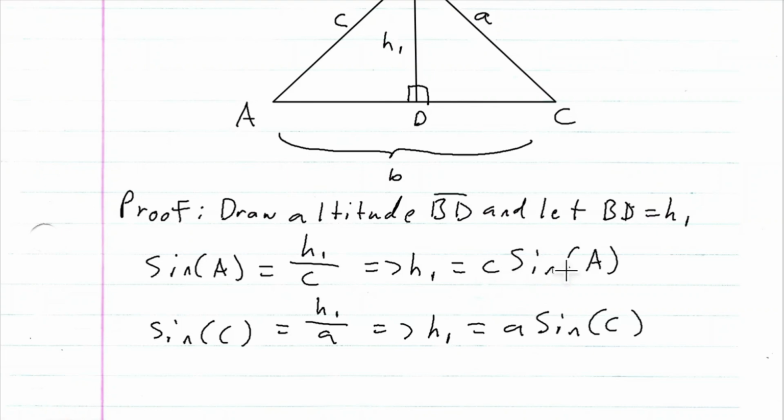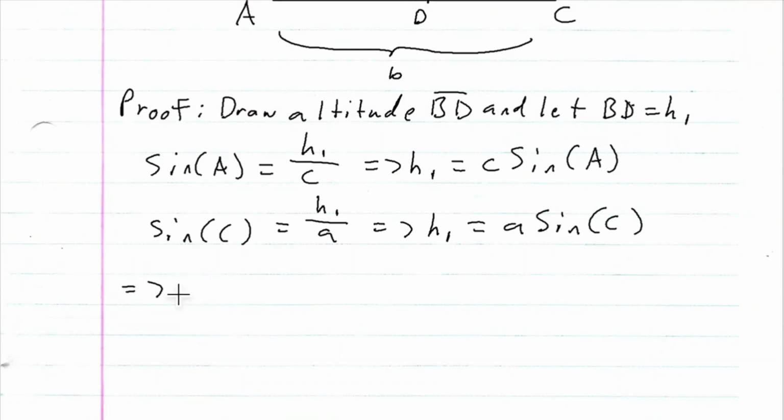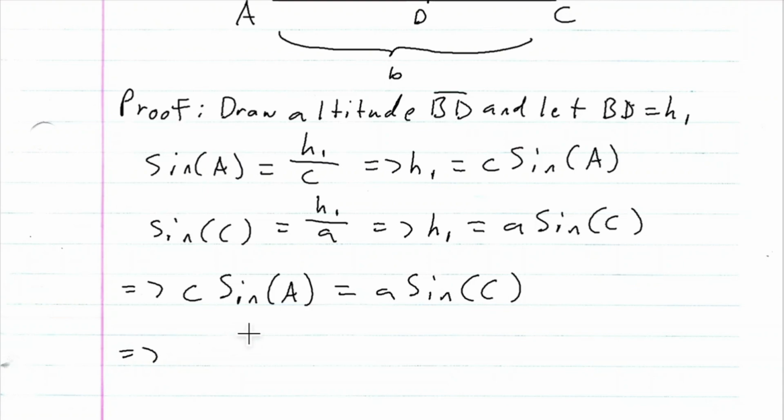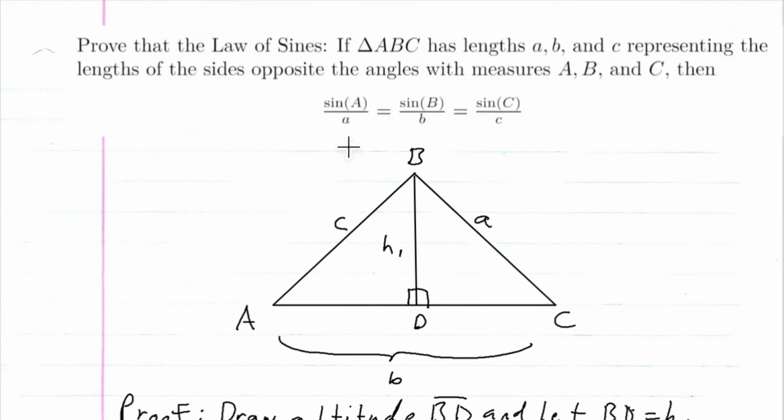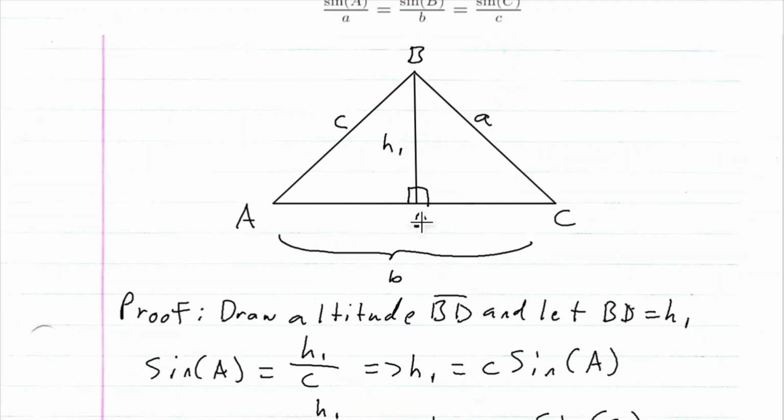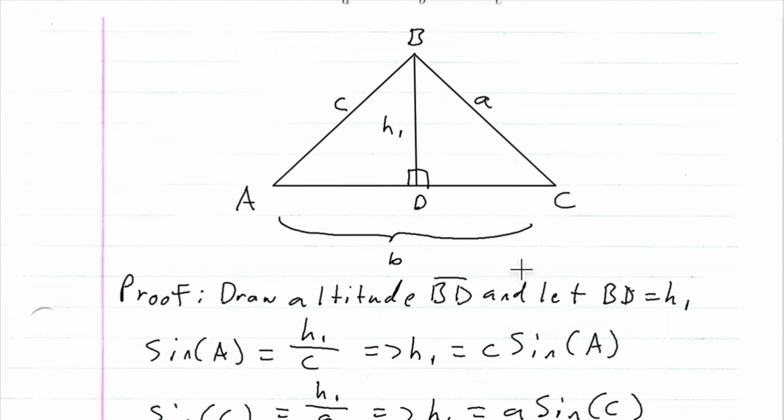So that means c sine A must be equal to a sine C. So this implies that c sine of A is equal to a sine of C. And then dividing both sides of this equation by a times c, we can get the equation we're looking for. Sine of A over a is equal to sine of C over c, dropping this altitude and looking at sine of A and sine of C, right?